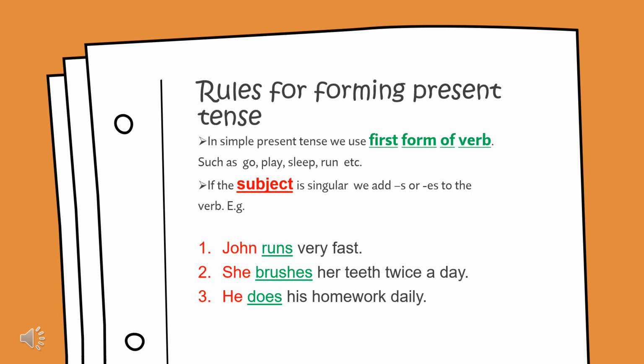Let's come to the rules for forming present tense. In simple present tense, we use the first form of the verb such as go, play, sleep, run, etc. The first important point to learn is that we use the first form of the verb to make simple present tense. Okay, the second point is if the subject is singular, we add s or es to the verb.